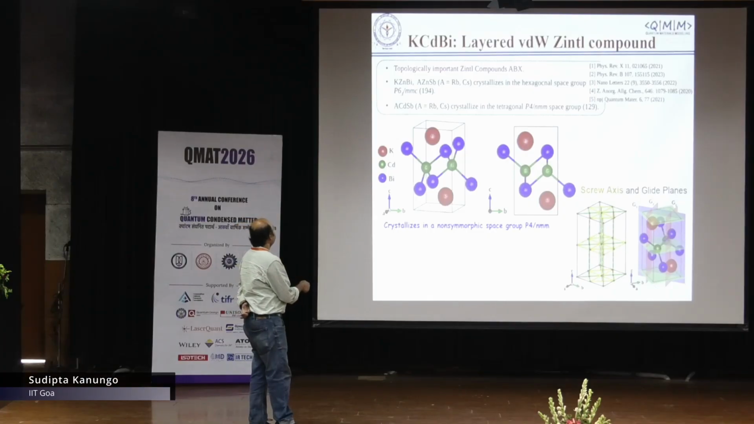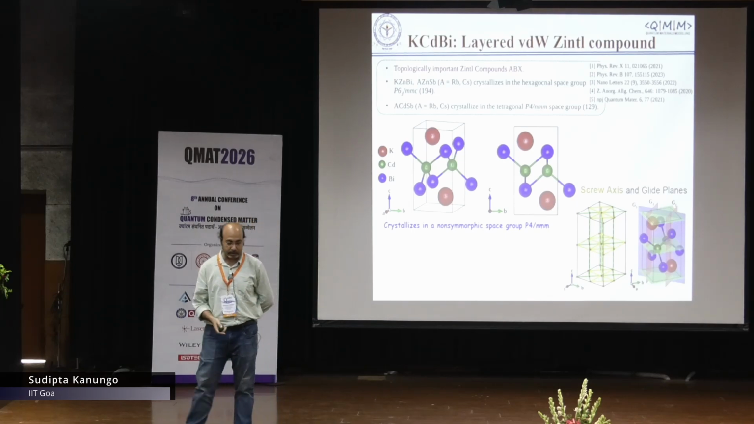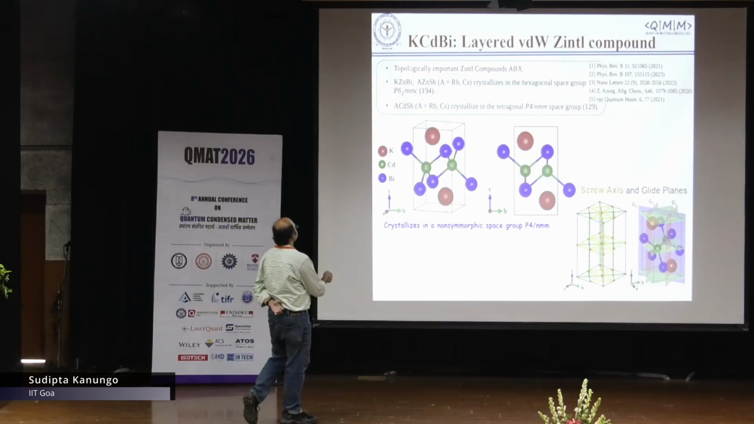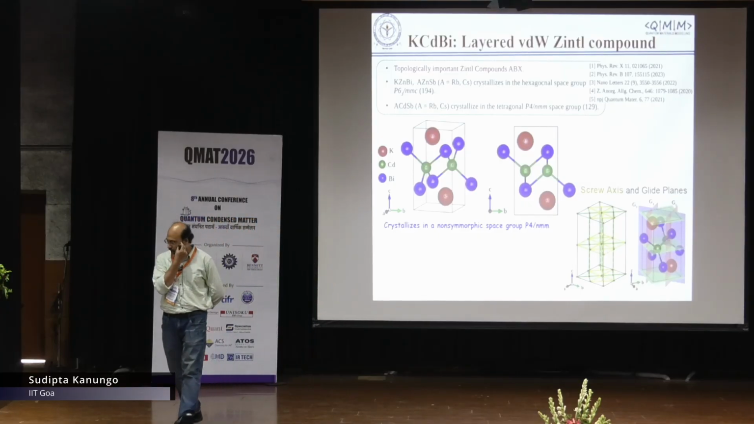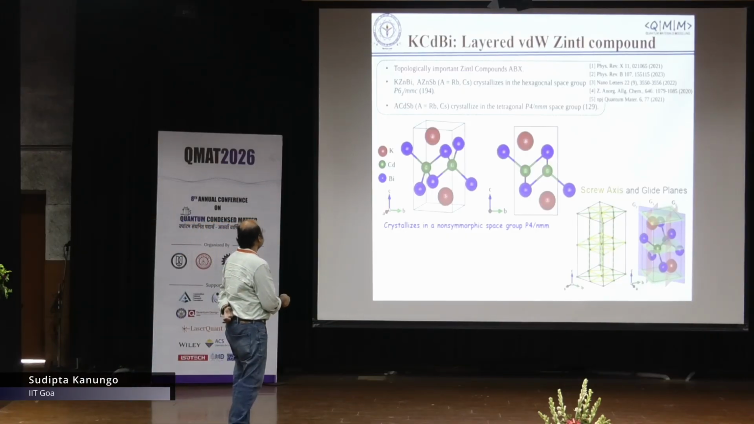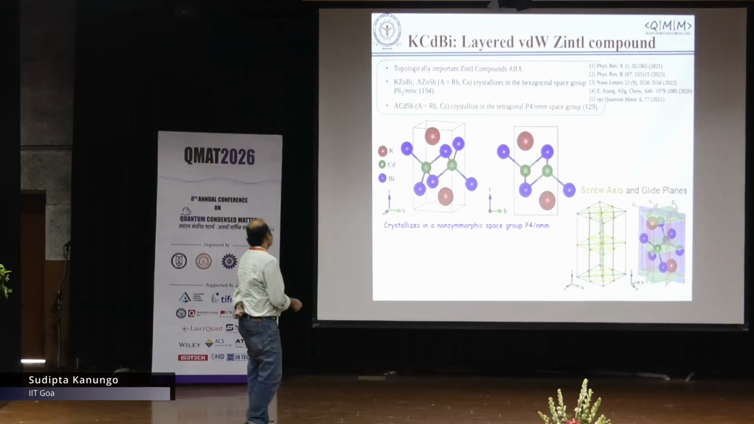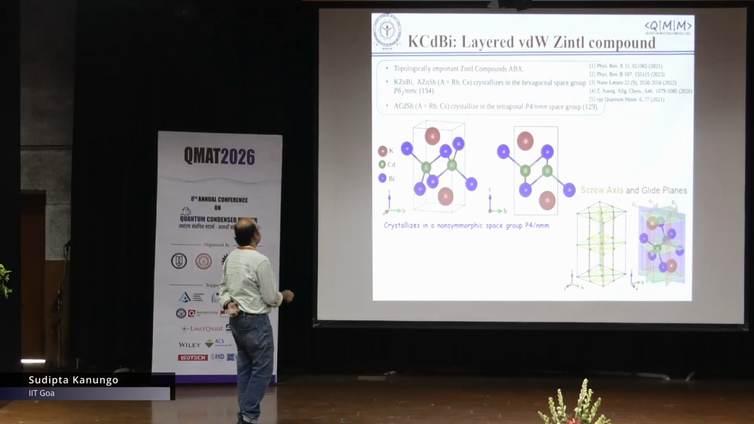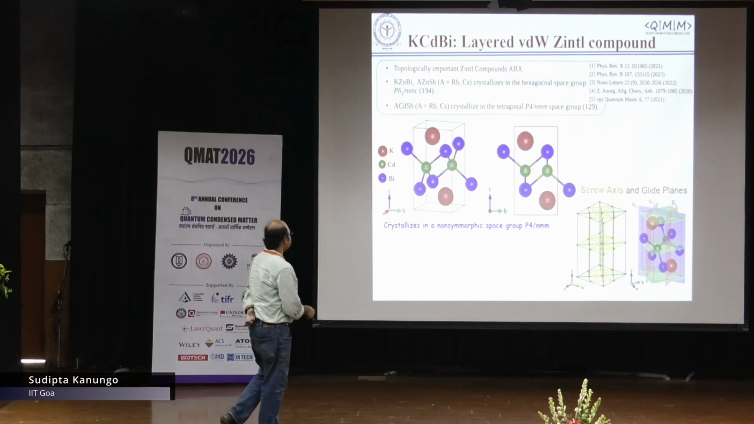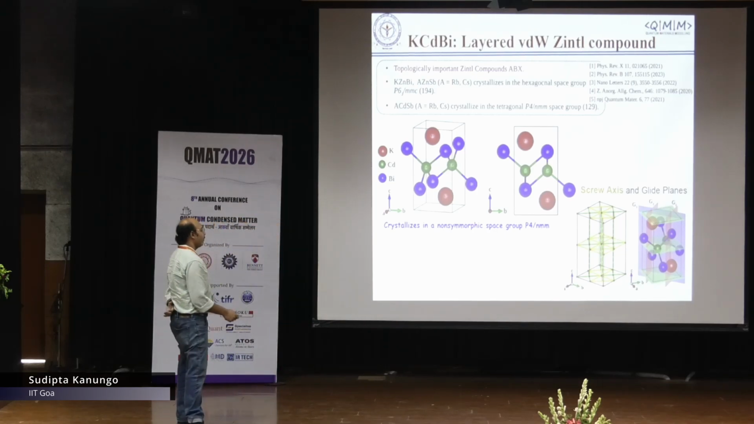This is the KCdBi system, which is in general an ABX compound. Depending on the B site, it crystallizes either in a hexagonal space group or in a tetragonal space group. For example, a zinc based system like KZnBi is usually synthesized in a hexagonal space group, and a cadmium based system in a tetragonal space group. In the geometry, cadmium is surrounded by bismuth, and the potassiums are placed as spacers. Importantly, it crystallizes in a non-symmorphic space group with glide and screw axes.